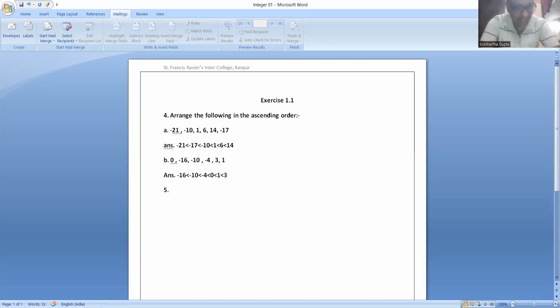Question number 5 says arrange the following in descending order. In descending order means we have to place the numbers in a way that the biggest number is placed first and the smallest number is placed last. We have a number of integers given, so we have to put the greatest number first and place the smallest number at the last.